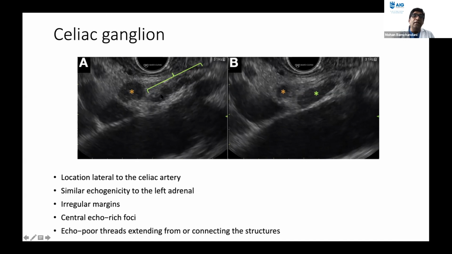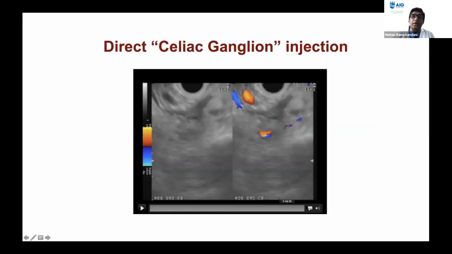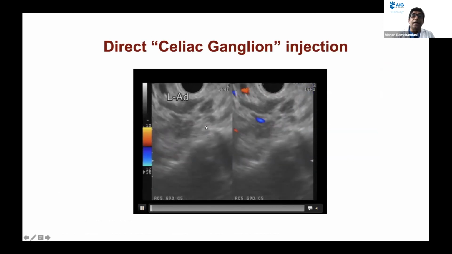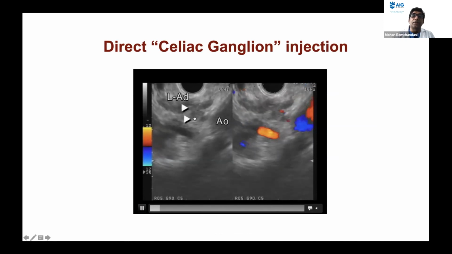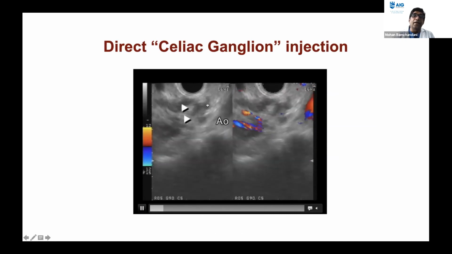There is a central echo-rich focus. If the ganglion is long, you can see this central echo-rich focus. Then there will be some thread-like structures coming out. If you are lucky, you will get it, but you may not get it in all. So to do celiac ganglion neurolysis, you need to first locate it between the adrenal gland and the celiac artery. And these are the irregular border-shaped celiac ganglia.